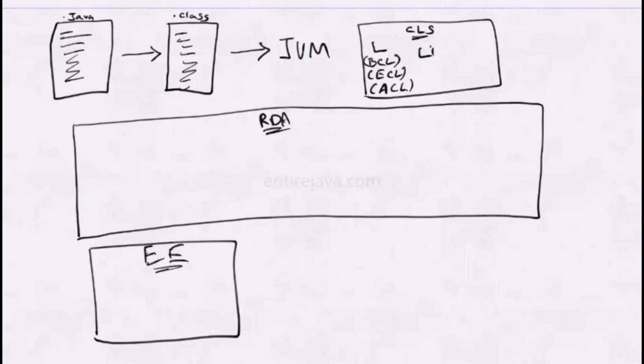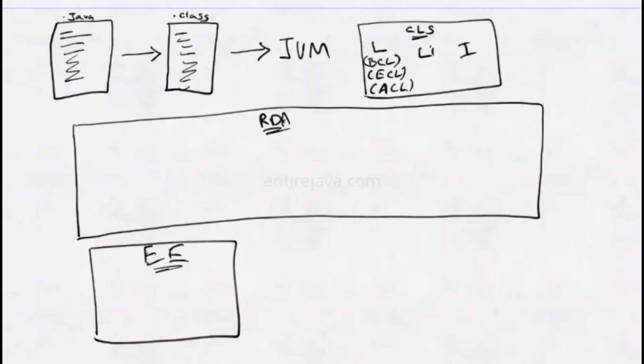And finally, we have the initialization phase. This is where all the variables will be assigned their actual values. And this is also the phase where all the code in the static blocks will be executed. Now, I guess I haven't yet talked about the static block. We'll talk about it pretty soon.